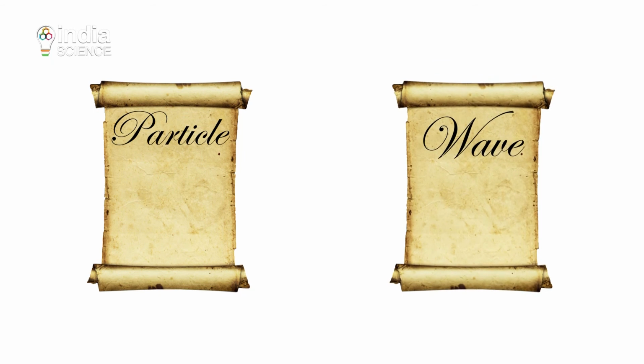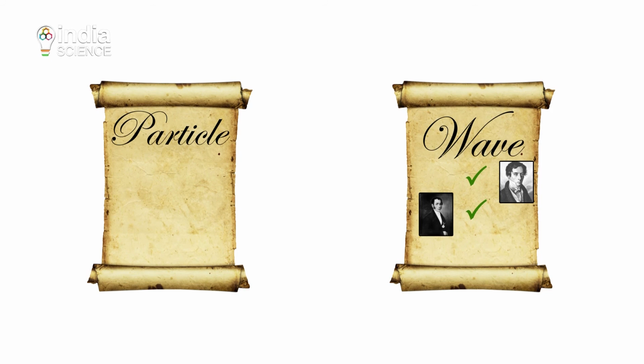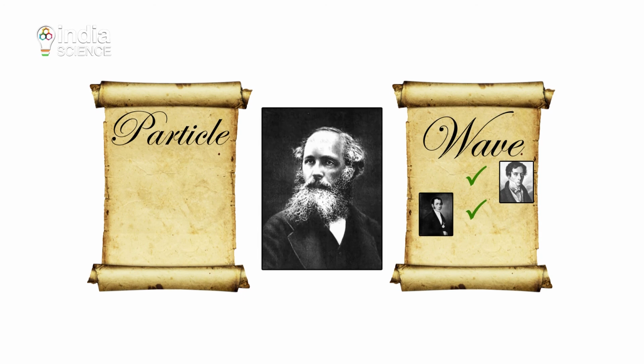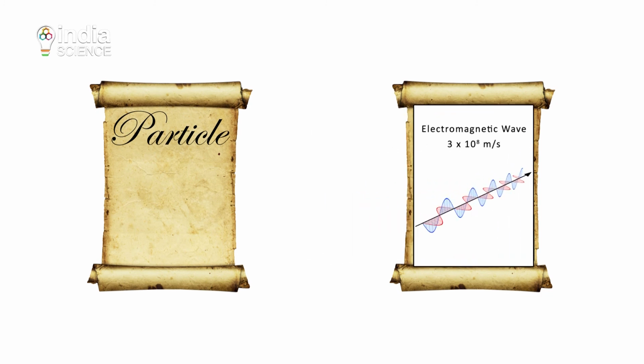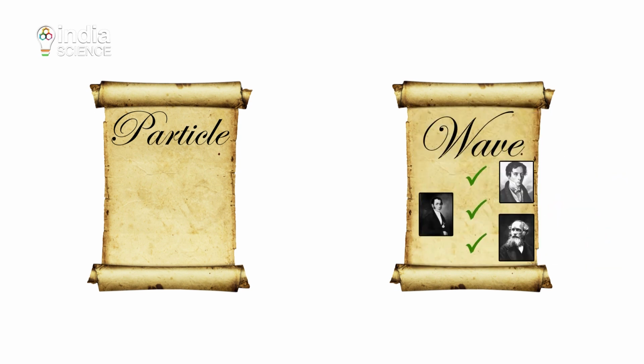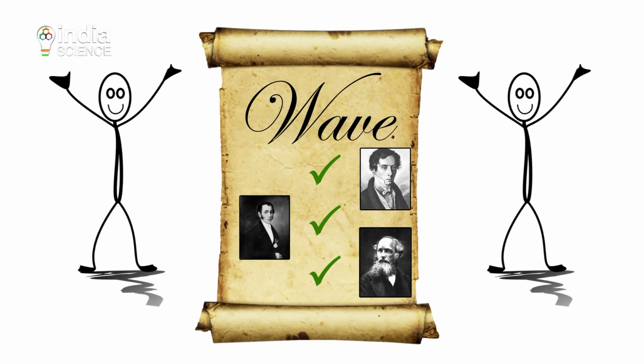Later on, many other experiments backed up the wave nature of light. Fresnel and Fraunhofer demonstrated the phenomenon of diffraction of light that could only be explained with the wave model. In 1860, James Clerk Maxwell went on to show that light is an electromagnetic wave with a speed of 3 × 10⁸ meters per second in vacuum. Thus, in the 19th century, the wave model of light was gaining control in the field of physics. But it was soon to be challenged again.